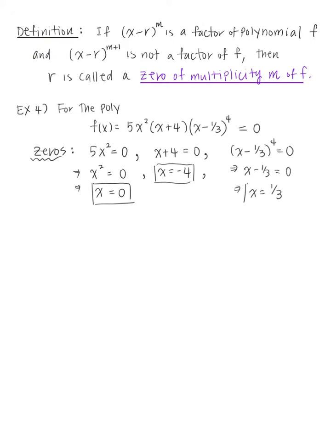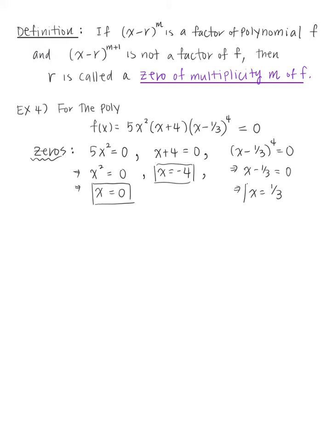All right, now let's go with the multiplicity for each of the zeros. The multiplicity means this: how many times is our zero going to repeat? Well, look at it, this x equals 0 came from 5x squared, right? So that means that your zero is going to repeat twice. So we say that 0 is a zero of f with multiplicity of 2.